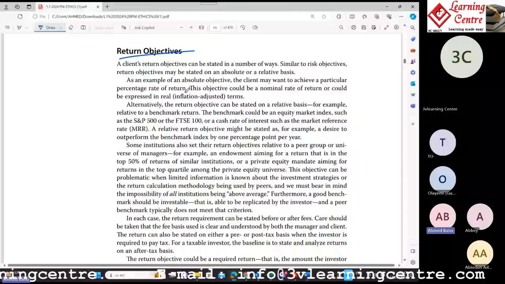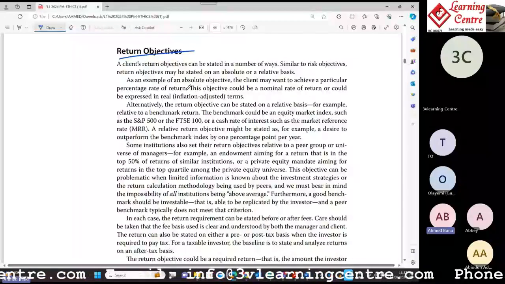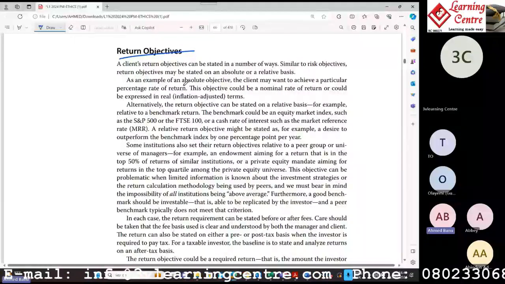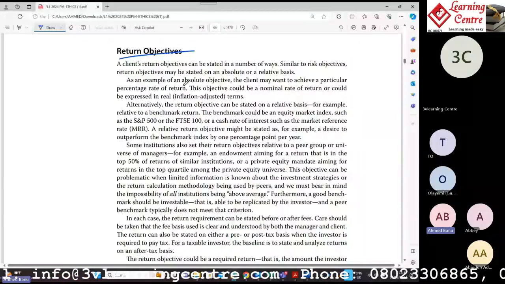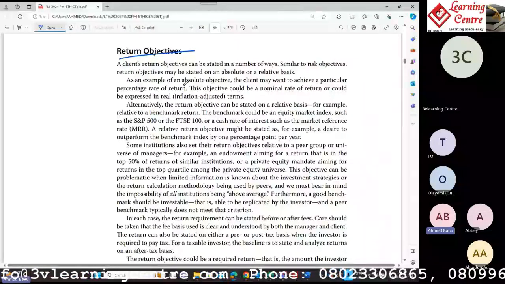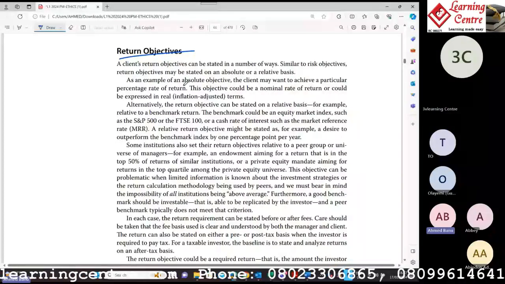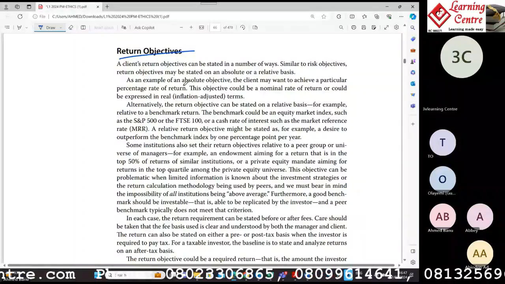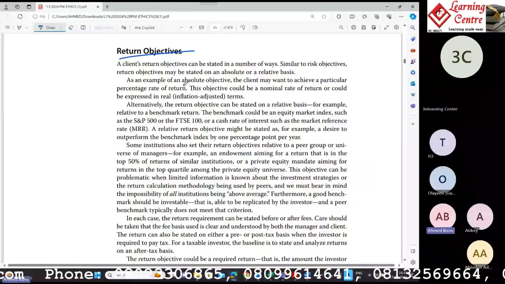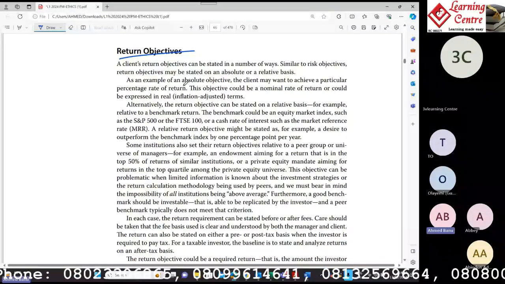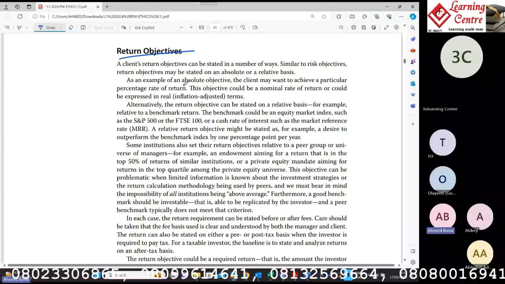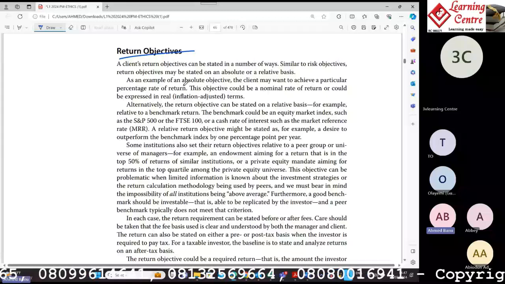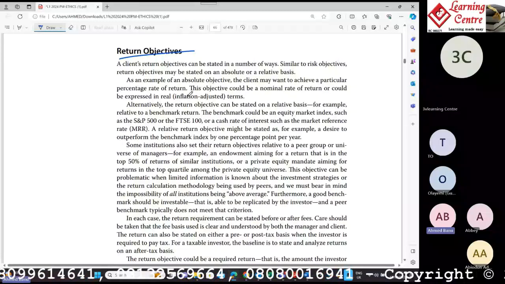A client's return objective can be stated in a number of ways. Similar to risk objective, we have absolute return objective and relative return objective. Absolute return objective tells you that I want you to meet or achieve a certain return. While relative is the same way, comparing it to a benchmark and telling you that your return must be higher than the return of that benchmark.